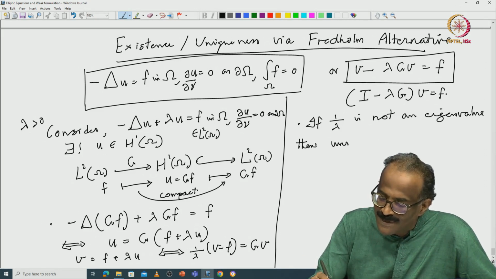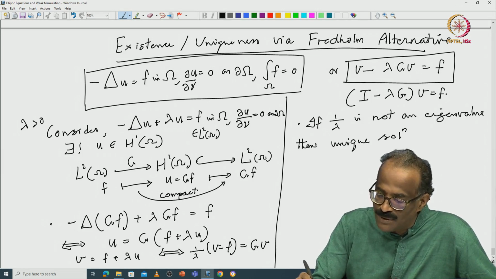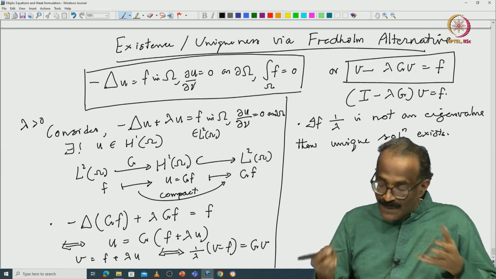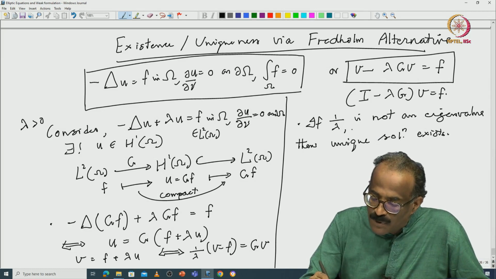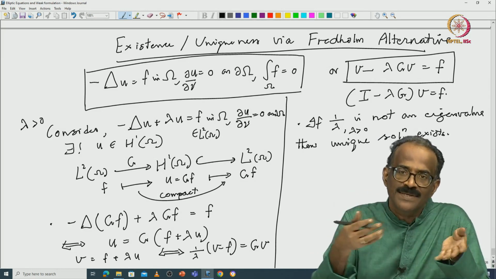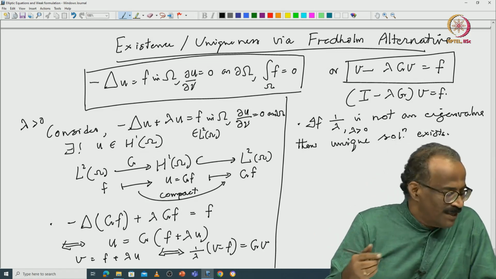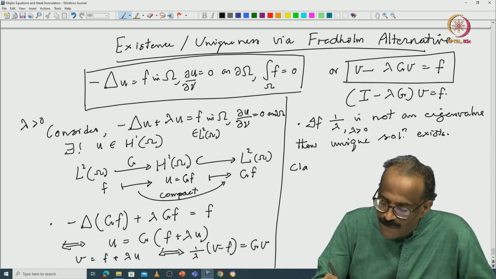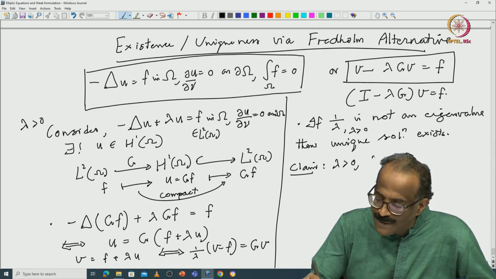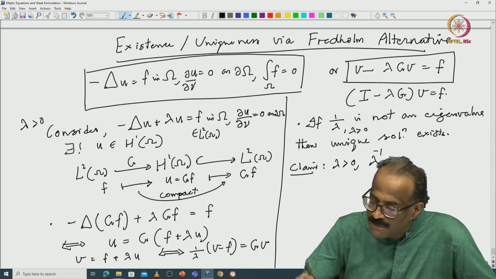unique solution exists, right? But you know that there is no uniqueness. So what does that imply? No, then unique solution exists, okay. So for every lambda positive, if it is not an eigenvalue, you have a unique solution. So since we have already seen that uniqueness is not there, every lambda inverse is an eigenvalue. So the claim, okay, for lambda greater than 0, this is trivial, lambda inverse is an eigenvalue of G.